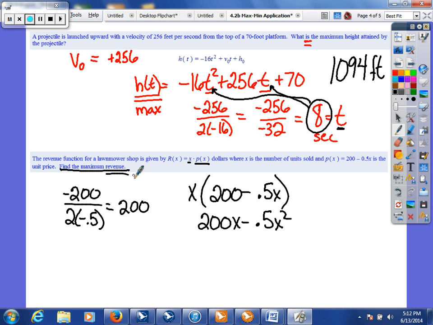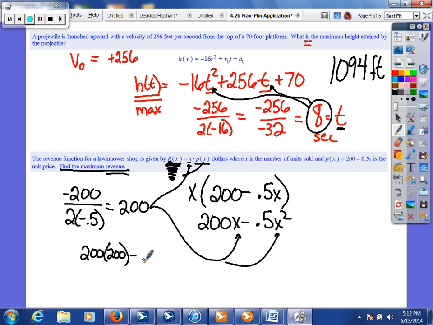If I want to know what the maximum revenue is, remember, this is your revenue function right here. We need to plug the 200 into the X. Or, what's even better is just plugging it right here. And so what we have is 200 times 200 minus half of 200 squared. And so we go 200 times 200. And so you end up getting 40,000. And then what you have is 200 squared.